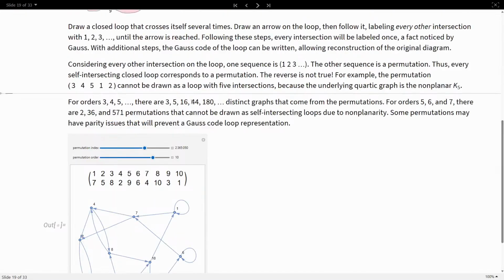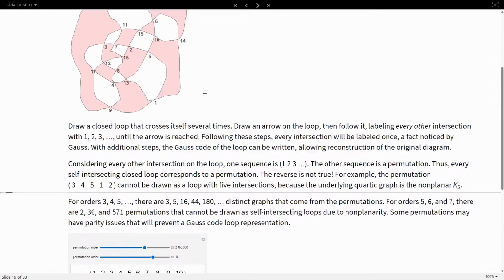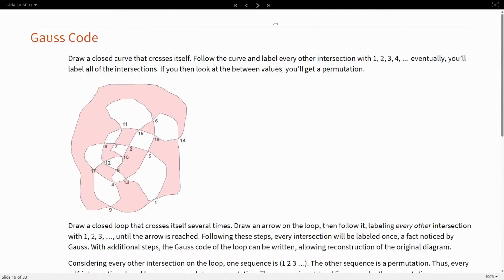So I found that there are a given number of distinct graphs that come out of these permutations, but many of these graphs have problems and I'm not sure how to correctly count them or fix them. So one question I haven't been able to solve is how many distinct Gauss codes are there for closed loops? And that's a problem I'd like to hear the answer for. It may have been solved already. In fact, Gauss may have solved it, but it's something I haven't been able to find the answer for.